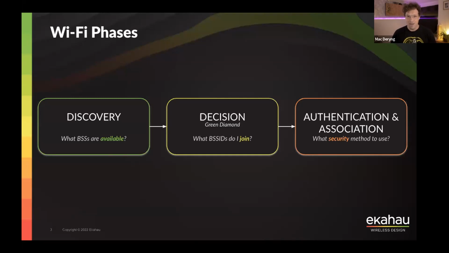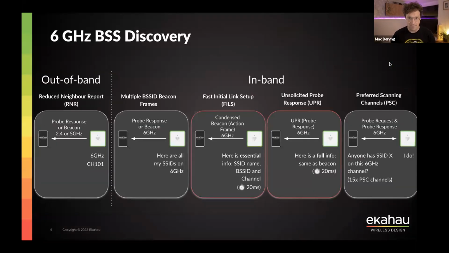After the client has made a decision about joining a specific radio, it will then possibly go through the authentication and association process using a security method that is configured for a specific SSID. I say possibly because with open, for example, after open system authentication and association, there is nothing else later, as we are going to see in a second. So let's focus on one thing at a time, starting with the discovery.